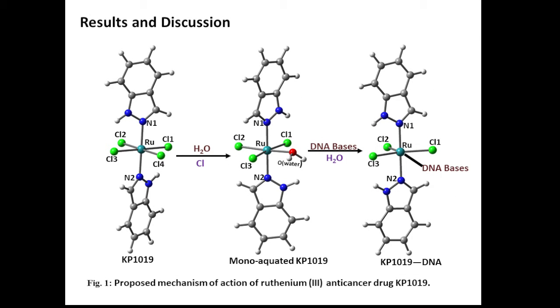So in the results and discussion part, I have taken the proposed mechanism for the ruthenium anti-cancer drug, as you can see in the figure. First it hydrolyzes by leaving Cl, then it binds with the DNA bases. This is the mechanism I have proposed. It's KP1019, and this is monoaquated KP1019, and then the KP1019 molecule with DNA. The water molecule has been replaced by the DNA base.